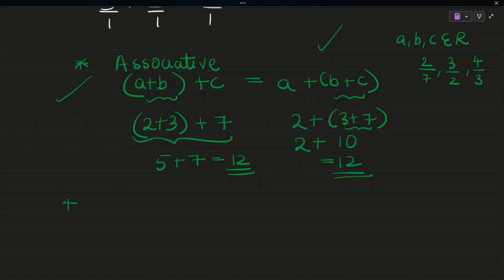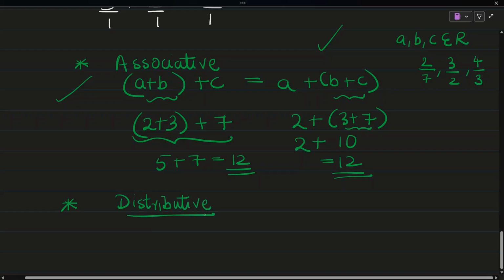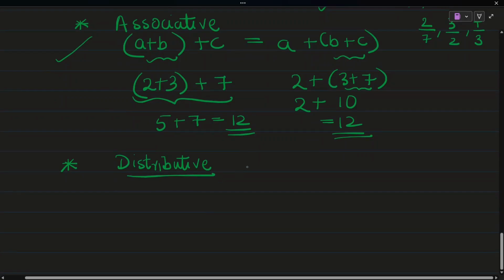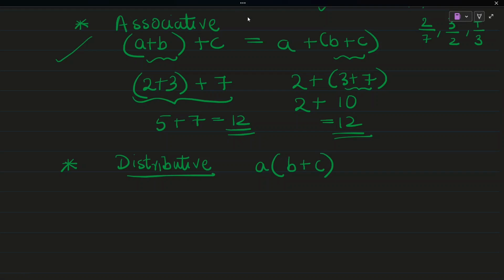Now the last important property from this chapter is the distributive property. So what is the distributive property? We are going to use two operations. One is multiplication, the other one is addition. So here, A times (B plus C). Here I am using multiplication, and here I am using addition. So A times (B plus C) is equal to AB plus AC.